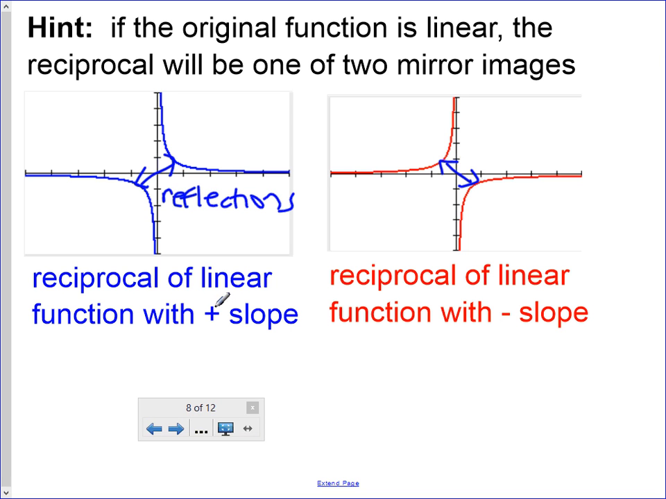Now, if I start my original graph with a positive slope, my reflections are going to be like this, from quadrant 1 to quadrant 3. If I have a negative slope of my original function, my reflections are going to be from quadrant 2 to quadrant 4. So that's just a little hint to help you come up with the shape of a linear graph and its reciprocal. Let's now look at what happens when I have a quadratic graph.